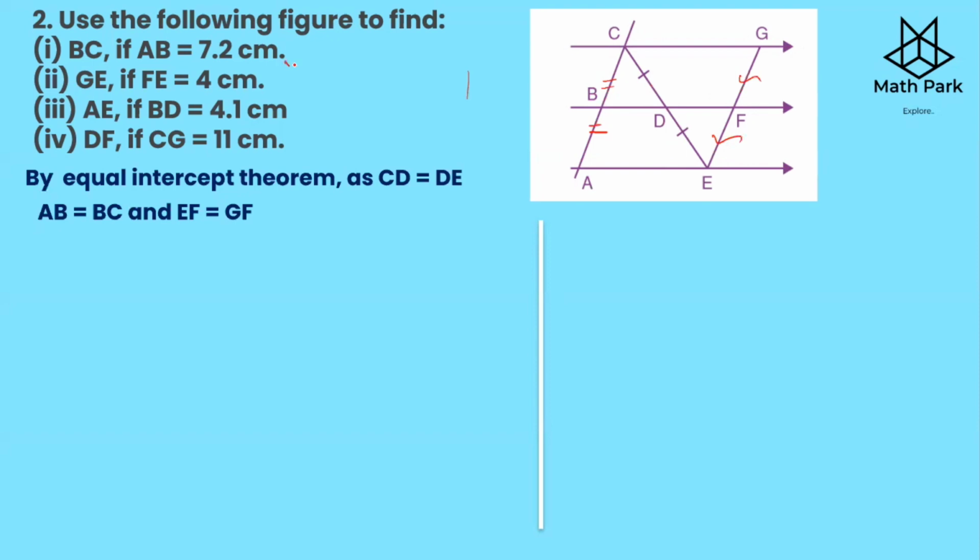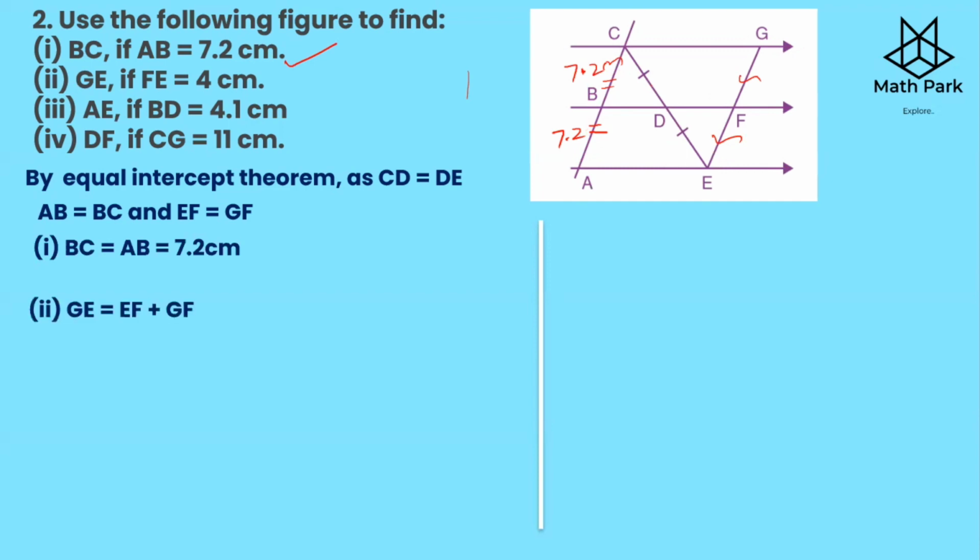Now you are asked to find BC. If AB is equal to BC, and AB is given as 7.2, then BC is also going to be 7.2 centimeter by equal intercept theorem. So the first one, you get BC is equal to AB, which is 7.2 centimeter.